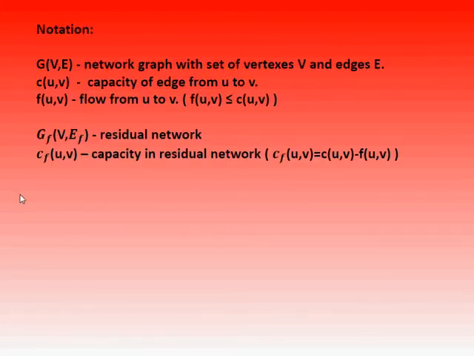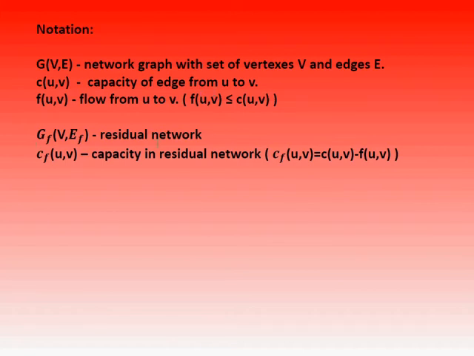First I want to show some notation which we will use to describe our algorithm. The first thing is G(V, E). It's a network graph with a set of vertices and edges. c(u, v) means the capacity of the edge from u to v, and f(u, v) is the flow from u to v, which we will set. Of course, the flow has to be lower than or equal to c.